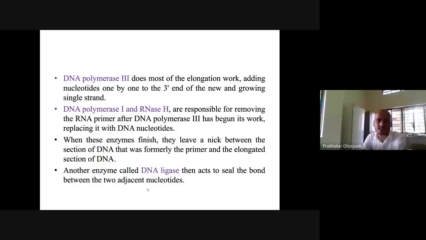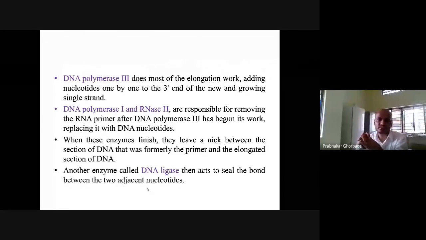DNA polymerase 3 does most of the elongation work, adding the nucleotides one by one to the 3' end of the new and growing strand. Okay, so at the 3' end it adds nucleotides. DNA polymerase 1 and RNase H are responsible for removing the RNA primer after DNA polymerase 3 has begun its work and replacing it with DNA nucleotides.